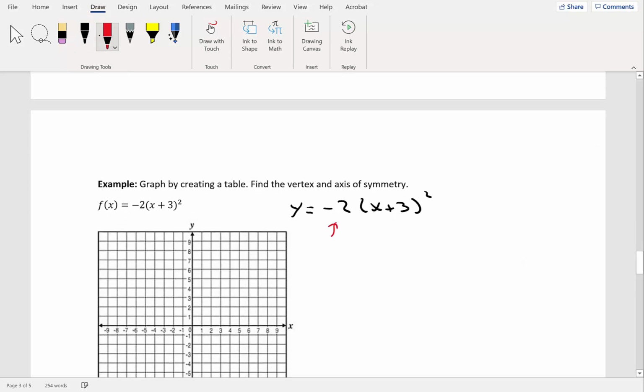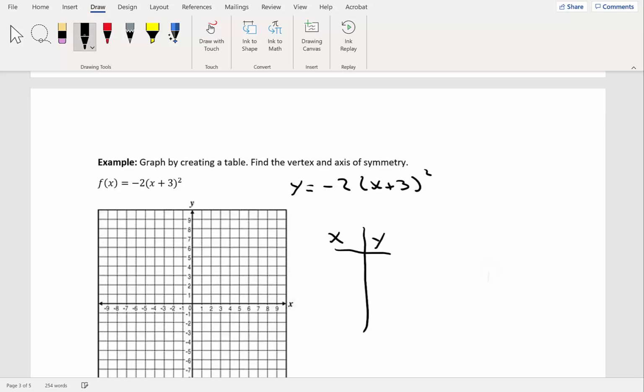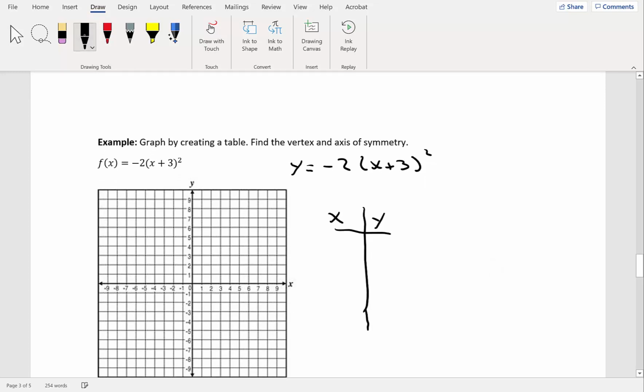Notice how our a here is negative, which means our parabola is going to be opening downward. All right, let's go ahead and create our table. So we have x, y. The very first point I want to figure out is my vertex. To find the vertex, it's whatever is going to make the squared part 0. So what can I plug in for x to have it as 0 squared? Well, I could plug in negative 3. Okay, so let's plug in negative 3, and we'll figure out what our y is equal to.